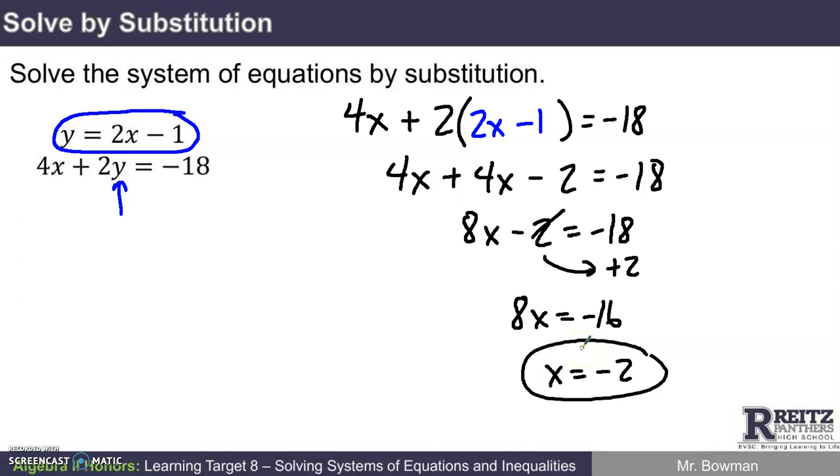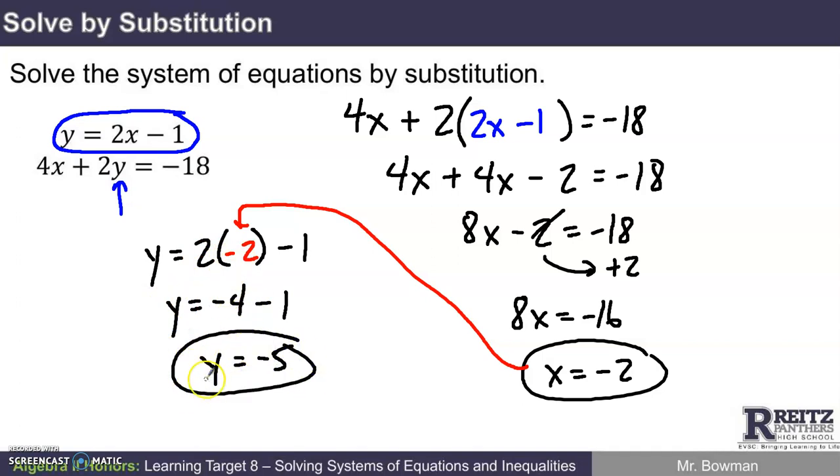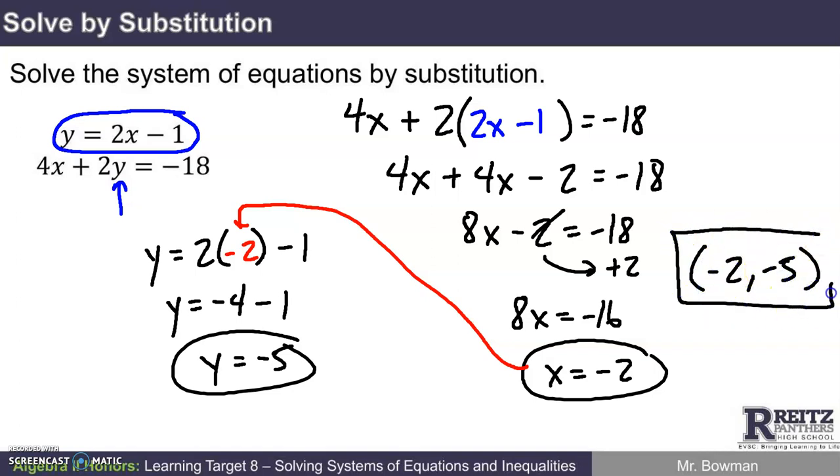Let's find the y. To find the y, I need to go back and use one of the equations I was given. Y equals 2 times x minus 1. But I'll replace x with the value that I know now, negative 2. And I can solve for y. 2 times negative 2 is negative 4. And negative 4 minus 1 is negative 5. What I'd really like you to do once you've done this is to make sure you write your answer as an ordered pair, just like in the previous learning target objective. So our ordered pair here would be x and then y, negative 2 comma negative 5. There it is.